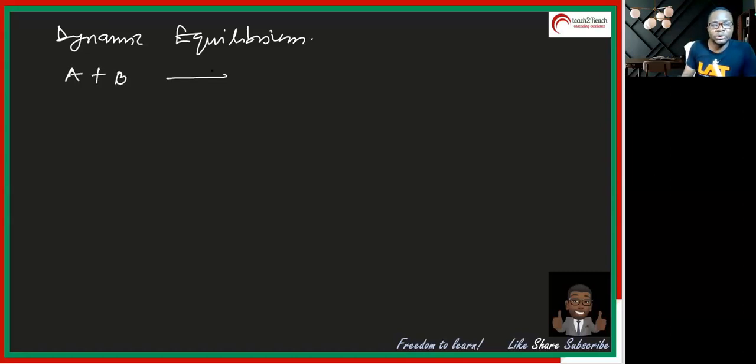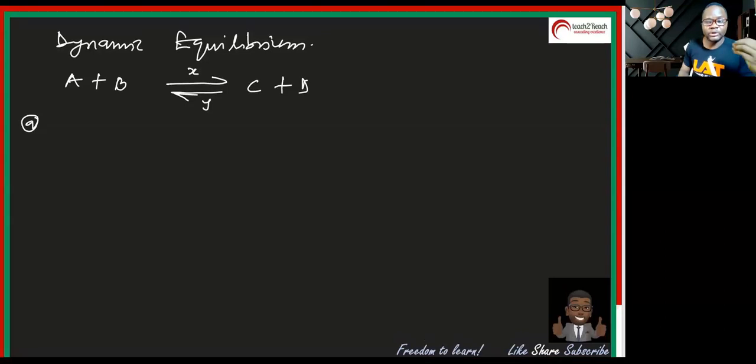And that is only possible for a reversible reaction. Let's say we have this reaction, A plus B going to C plus D, and it's reversible. Forward X, backward Y. We are going to get to a point where an equilibrium will be achieved. At that point, we say a dynamic equilibrium is set up. So what are the conditions that must be fulfilled before we can say that a dynamic equilibrium is set up?